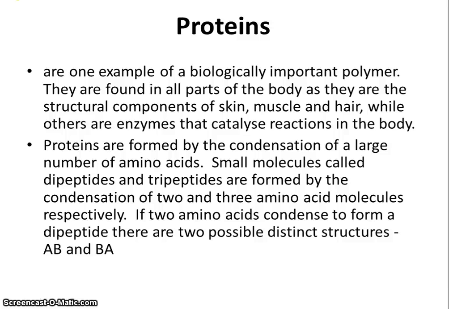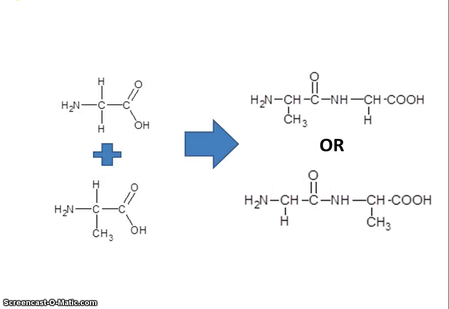So you can have A and then B joined together, being AB. But of course, because amino acids have an amino group at one end and an acid group at the other, you can also have it round the other way. So you can have B and A joining together. Okay, so here's the example.